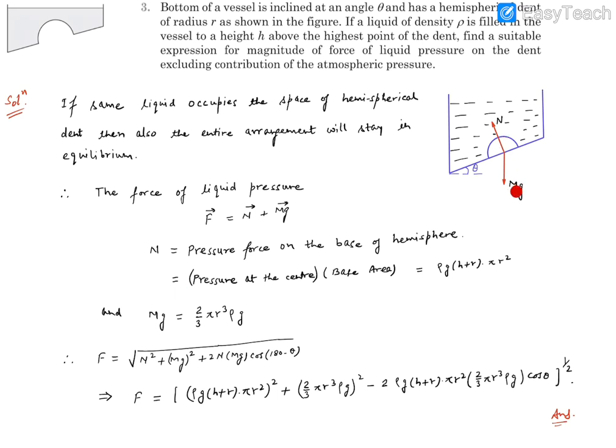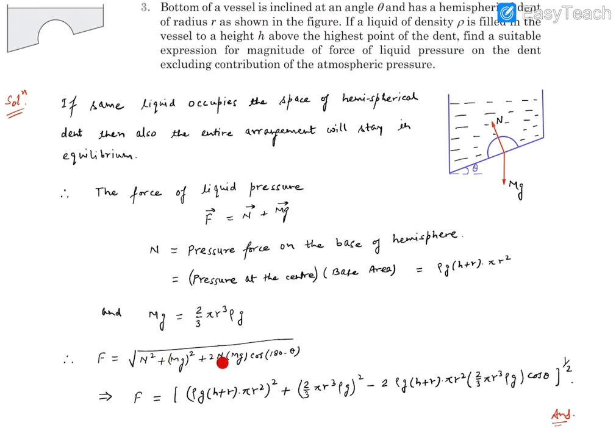Now how much is the gravitational force going to be? It's volume into density into gravity. Volume is 2 by 3 pi r cube, times g and rho. That's the total mg. Now these are the two vectors, and we are interested in the magnitude of the resultant.